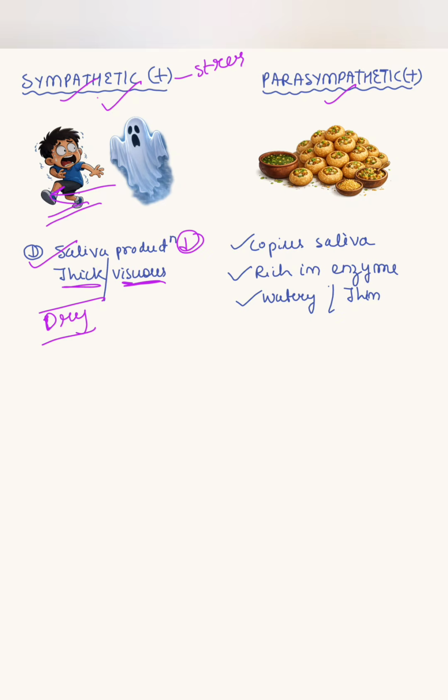Okay. For example, now you have seen your favorite food. What will happen? Your parasympathetic stimulation comes into play. You will have copious saliva, rich in enzyme and watery and thin.